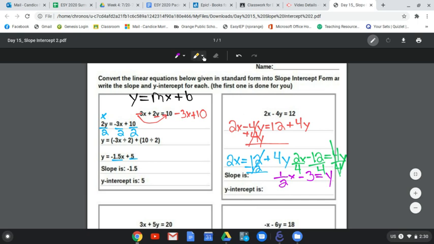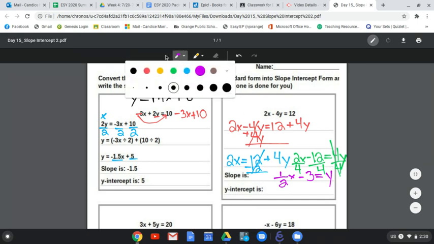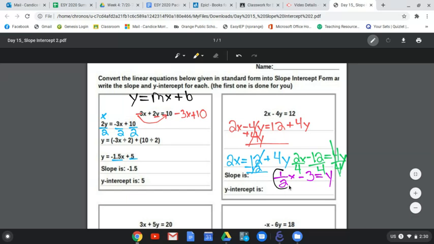So for our slope, I'm just going to circle them for you. Your answer for slope is the half, so 1 over 2. And our answer for our y-intercept is the 3. So that, my friends, is how you complete this.